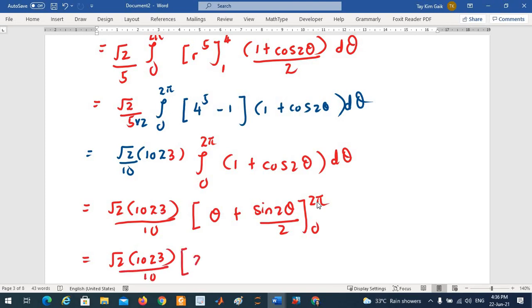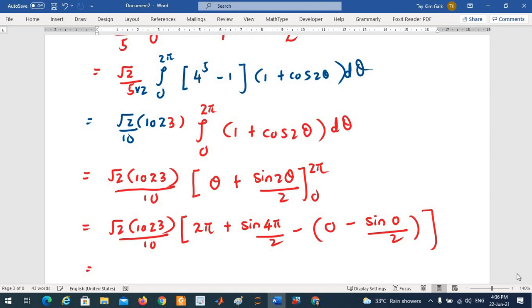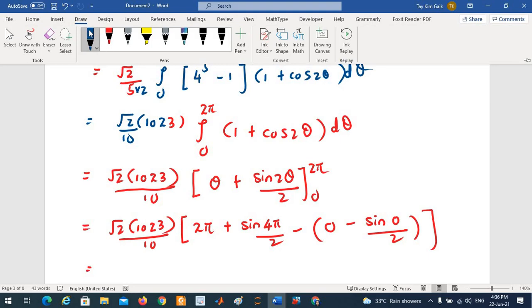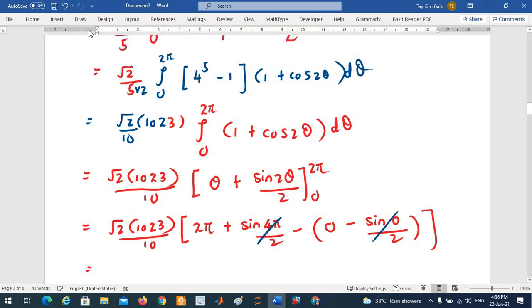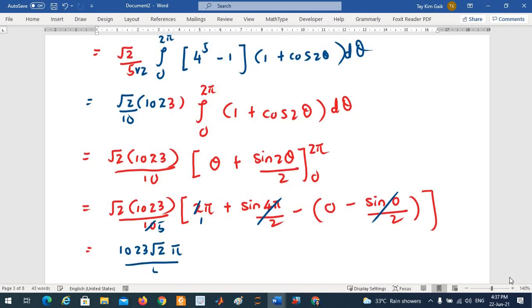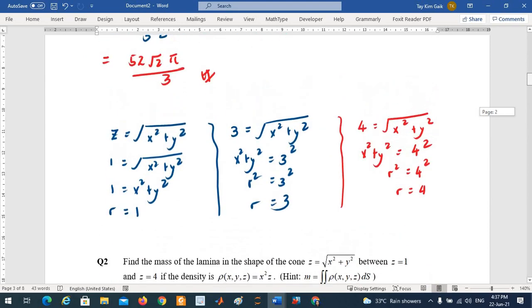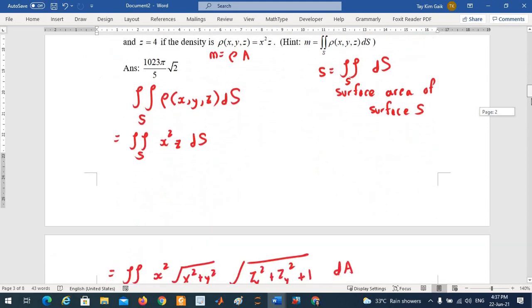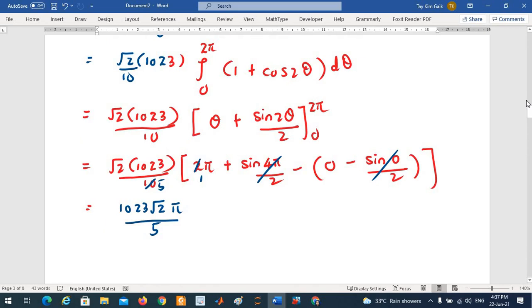And then here you have 2 pi. When you plug in, sin 4 pi divided by 2, minus, and plug in theta 0, sin 0 divided by 2. So sin 4 pi is 0, sin 0 is 0. So only the 2 pi is left. So the 2 pi and the 5 you can cancel it. That's why the answer you have is 1023 multiplied by 5 divided by 5, 5 over 5 32. So this is the answer.